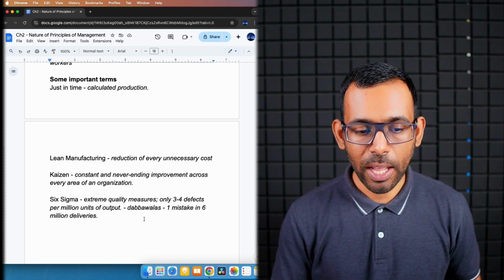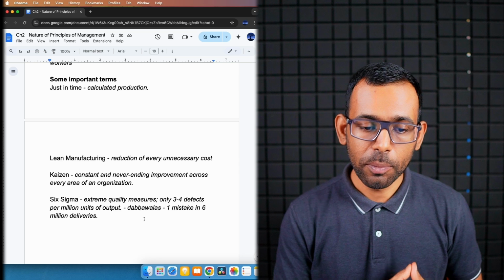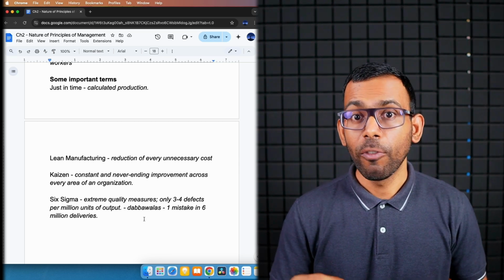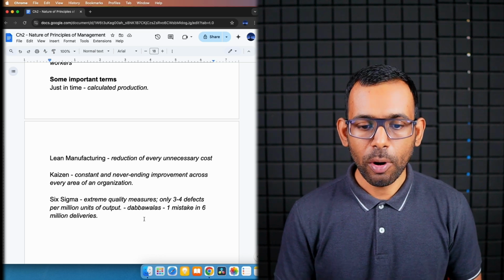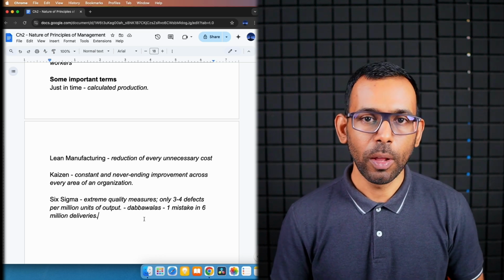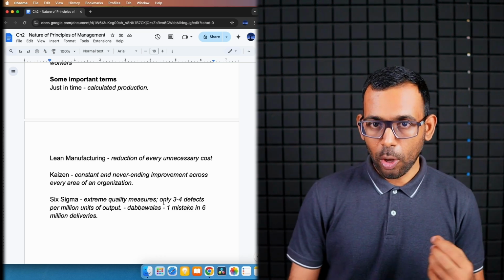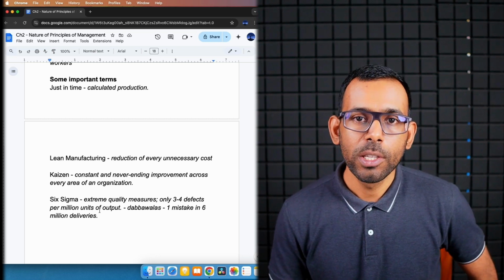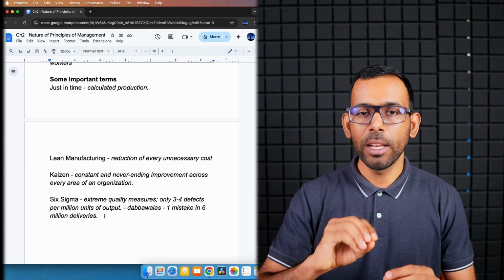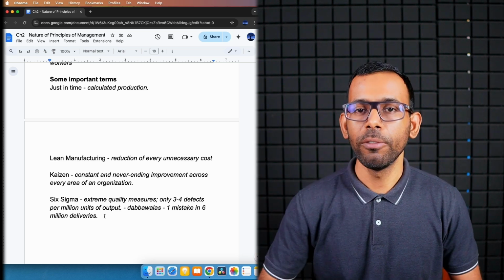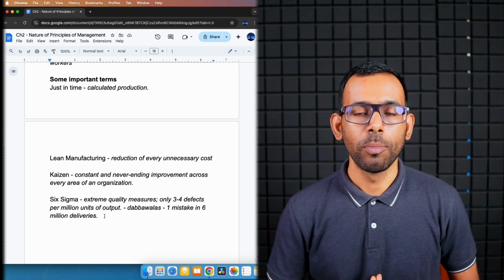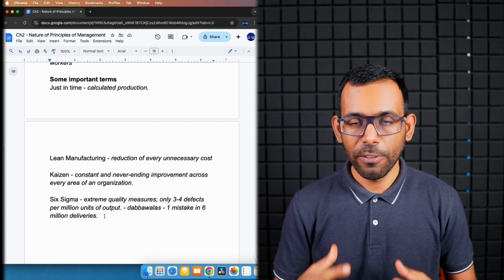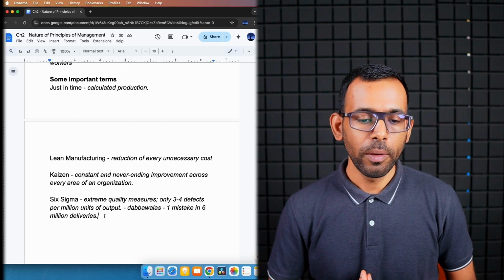And lastly, we have this term called Six Sigma, which talks about extreme prioritization of quality, to make the products extremely filled with quality. You can call yourself Six Sigma only when you have 3 to 4 defects per million units of output, which means you should have 99.9999% good quality output, which means you should have only 0.0001% defects in your entire output.